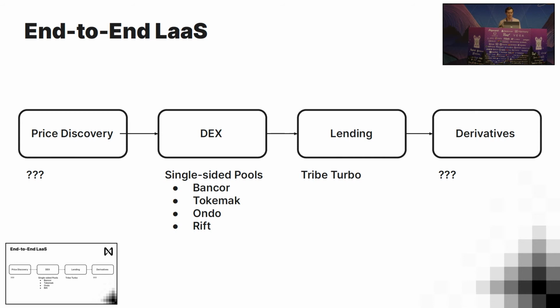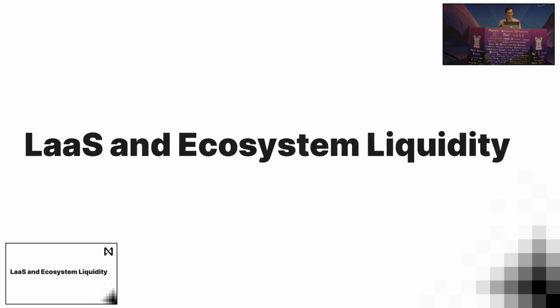I think this is really going to, we've definitely seen this start to really pick up some steam. Right now, it pretty much only exists on DEXs, but Tribe Turbo is about to launch on lending, and I think what we're going to see is end-to-end liquidity as a service. We're going to have products like this that are launched for DAOs to manage each stage in the liquidity lifecycle, starting with price discovery, ending with derivatives, and bridging the gap across the whole thing. So we have liquidity as a service. It's this great set of tools.